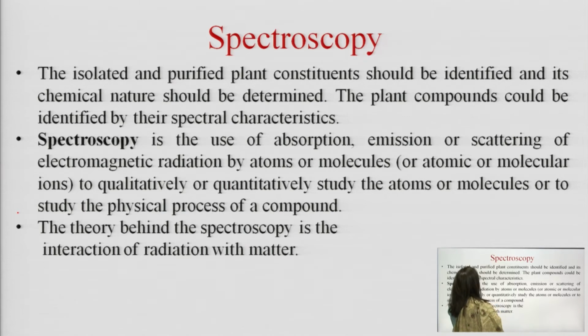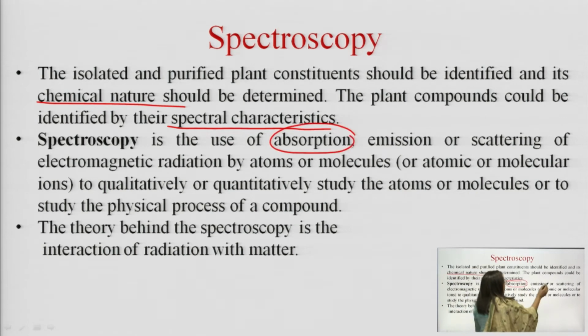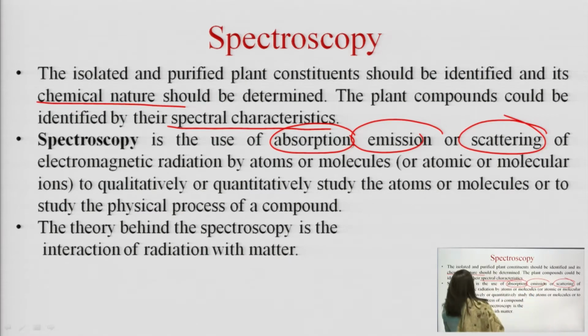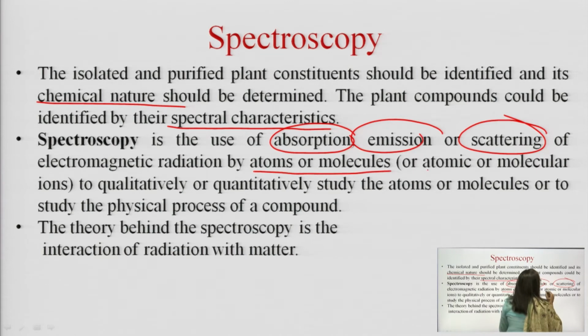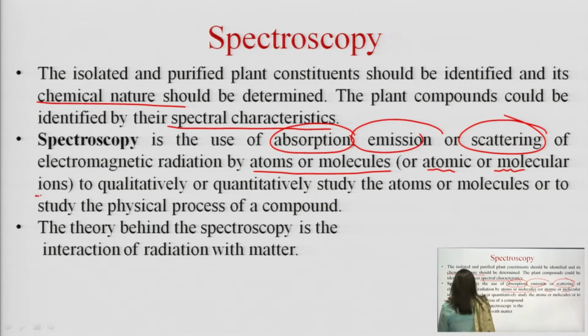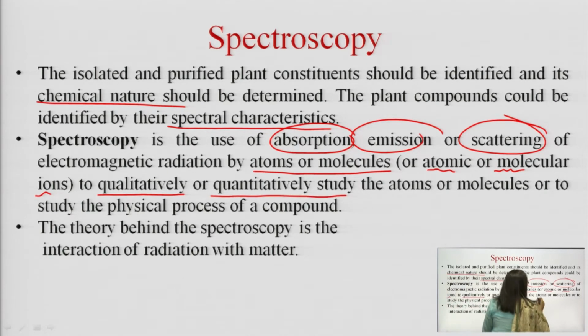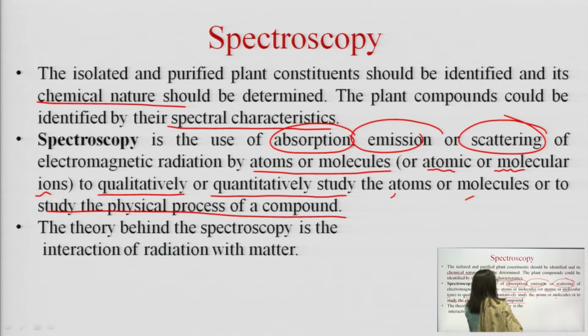Spectroscopy. The isolated and purified plant constituent should be identified and its chemical nature has to be determined. The plant compounds could be identified by their spectral characteristics. Spectroscopy is the use of absorption, emission or scattering of electromagnetic radiations by the atoms or molecules or atomic molecular ions to qualitatively or quantitatively study the atoms, molecules or to study the physical process of a compound.